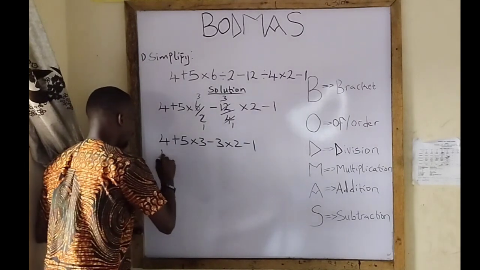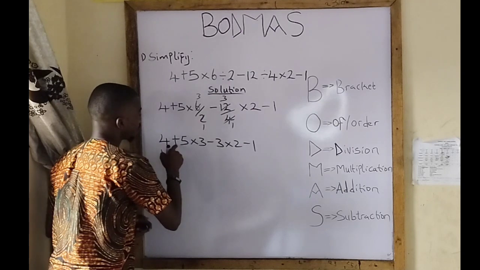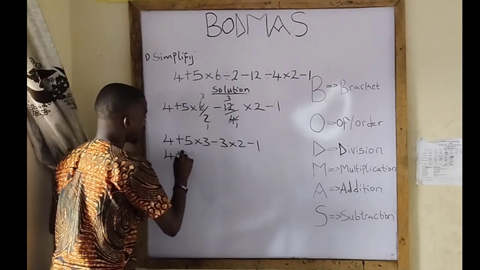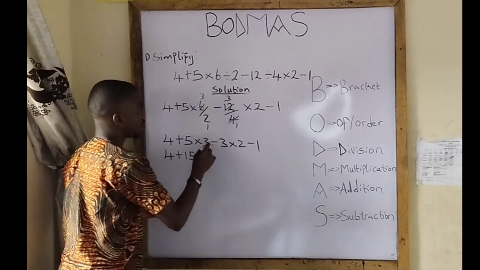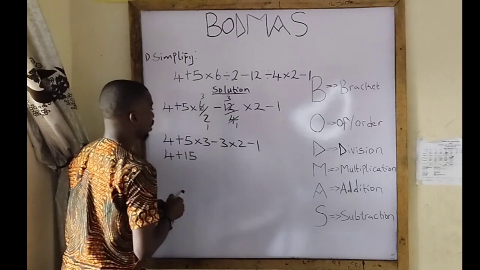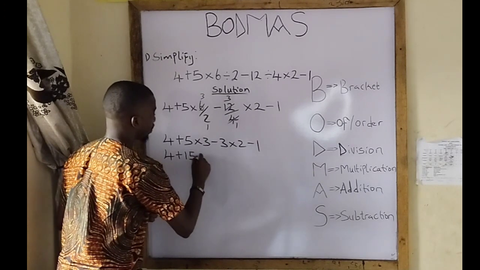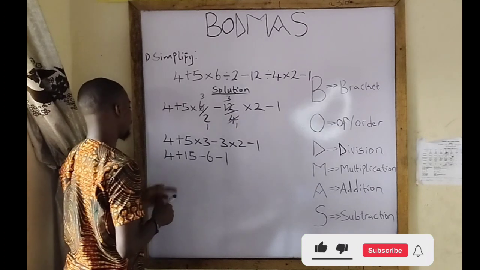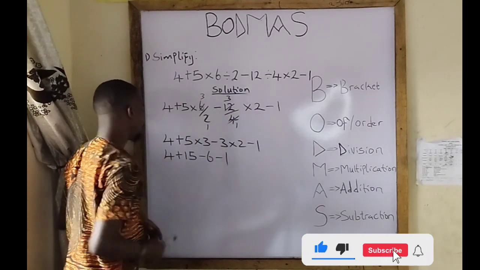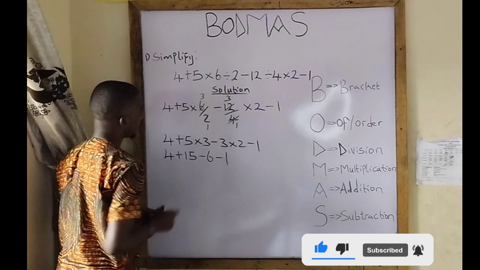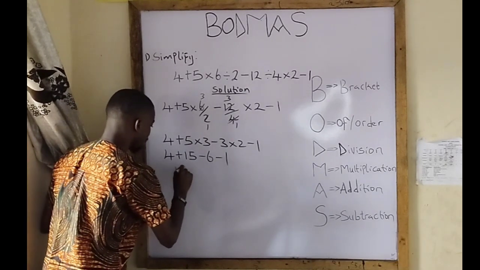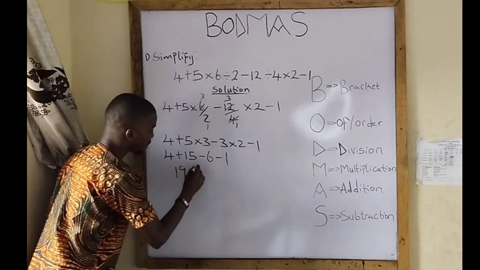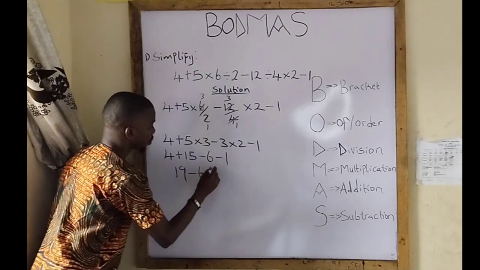So we have 4 plus 5 times 3, so we have plus 15. Then we have minus 3 times 2, that's minus 6, and then minus 1. The next thing will be addition because addition stands higher in the order. So we have 4 plus 15, and that's 19. We have 19 minus 6, minus 1.